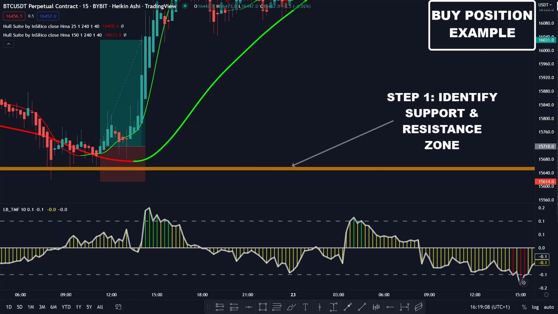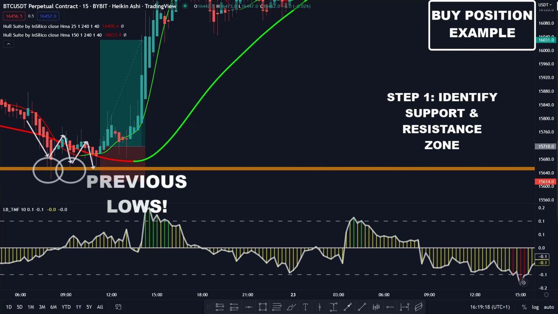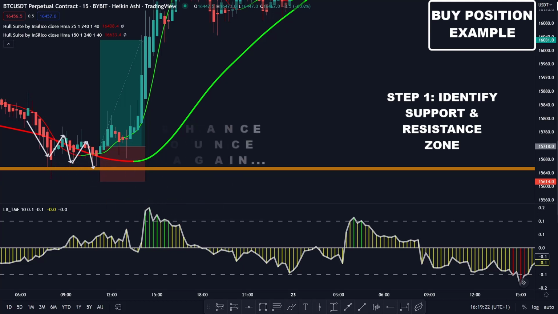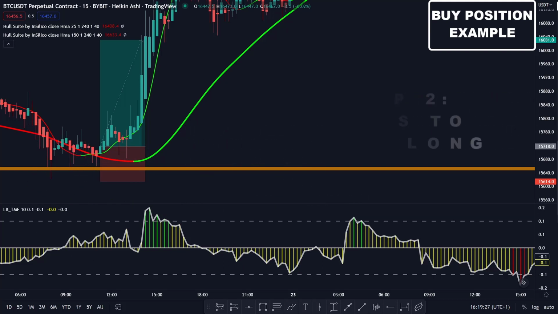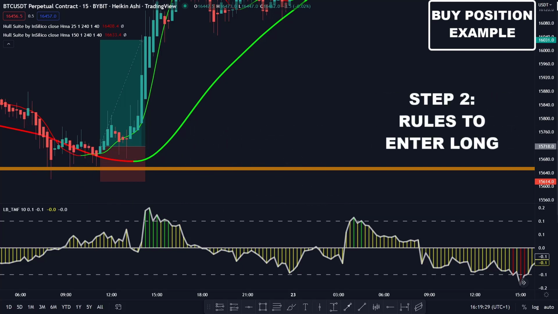In the given illustration, the orange box indicates a support zone. Identifying these zones requires searching for previous price highs and lows occurring on specific levels repeatedly. By doing so, there is a high likelihood that the price will reverse when it reaches these levels in the future.